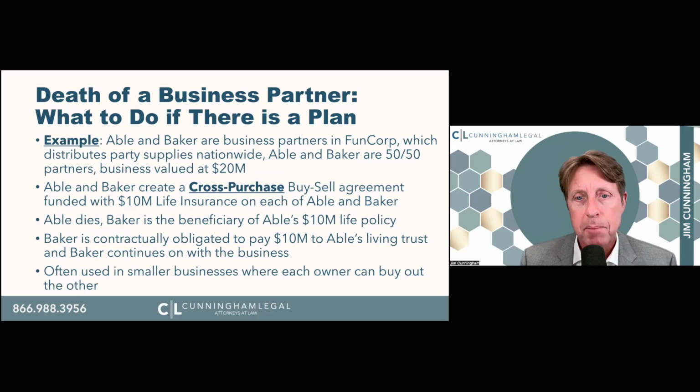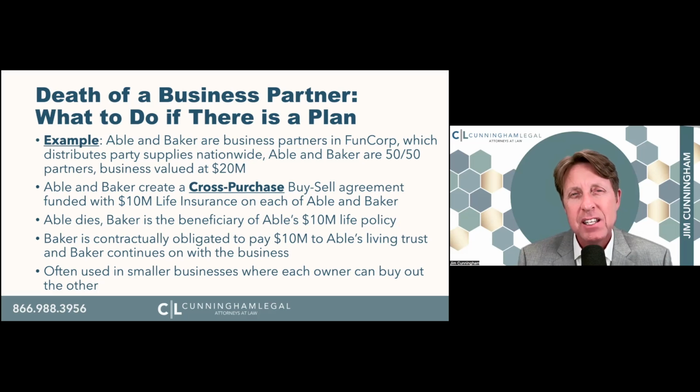If Abel dies, Baker is the beneficiary of Abel's $10 million life policy. Now, this is very interesting because if Abel is married, Abel's spouse is going to say, how come I don't get that 10 million? But Baker's contractually obligated to pay 10 million to Abel's living trust. So Abel does get the 10 million, Baker gets the business. So that's a requirement.